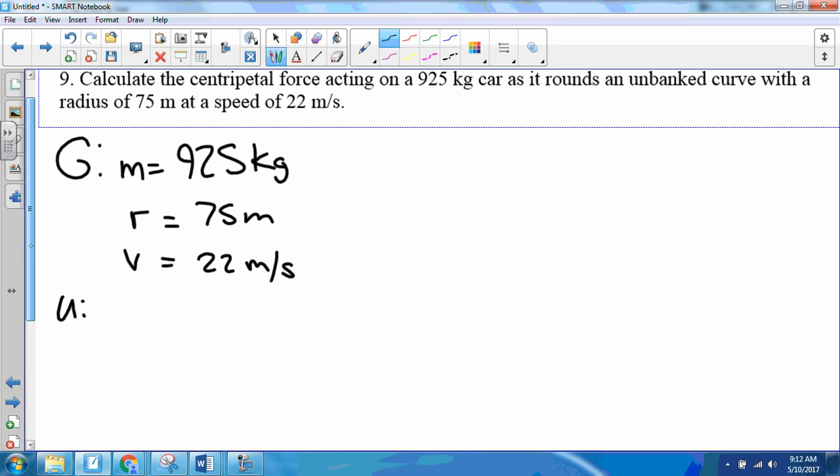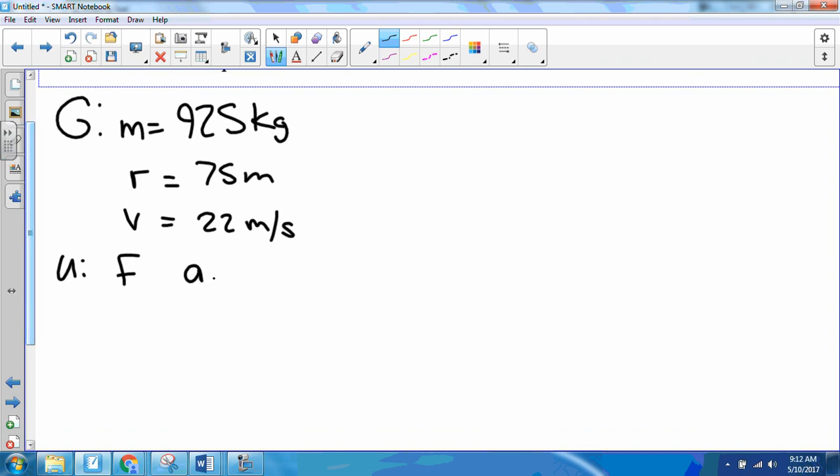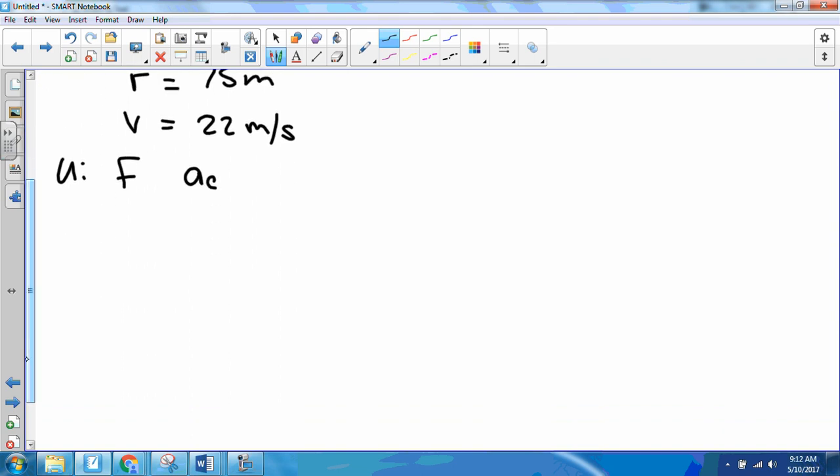The unknown that they want us to find is the centripetal force. So we want to calculate force. But I didn't give you an equation for centripetal force. I gave you an equation for centripetal acceleration. So what we're going to need to actually find is centripetal acceleration. And then we are going to need to remember that from Newton's second law, a force is just equal to the mass of the object times the acceleration. So in this case, the centripetal force is the mass times the centripetal acceleration. And we just wrote this on the other page, so a_c is equal to v squared over r.